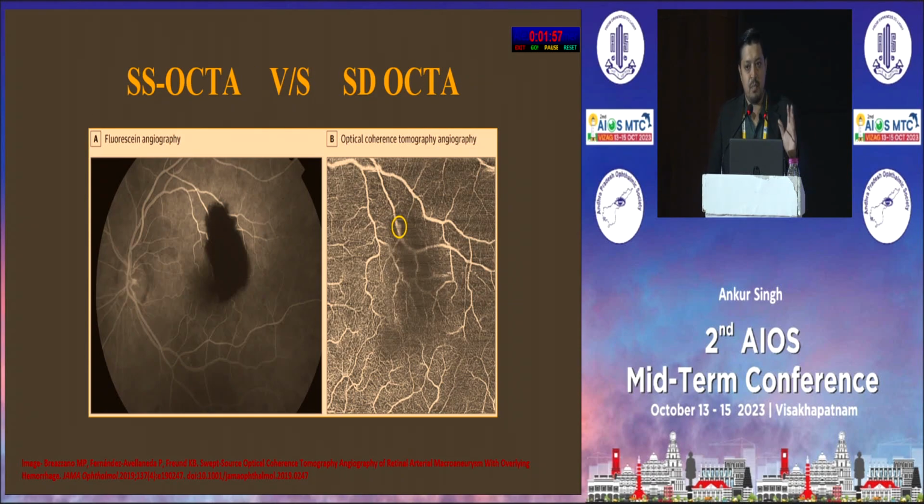Swept-source OCT has a better penetration than the normal OCT. So Brezana et al. found that if they use swept-source OCT based OCT angio, they can even delineate a retinal macroaneurysm which was not seen with FFA because of the overlying hemorrhage. So because of the better penetration, you can look beyond the hemorrhages also using a swept-source OCT.